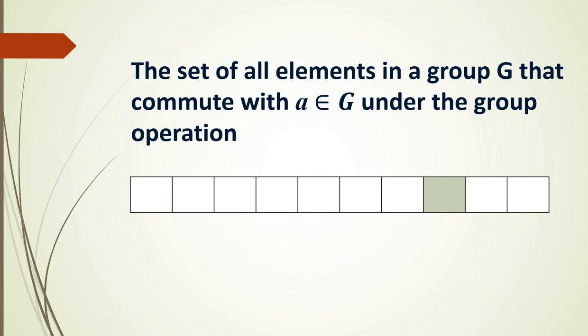The set of all elements in a group G that commute with an element A in G under the group operation. What is that set called? By notation you may all know it, but it has a name. If you do not know, now learn it. It is called a normalizer of that particular element. If you change that element to B, then it is the normalizer of B, N of A, N of B. So it is the normalizer of that element.